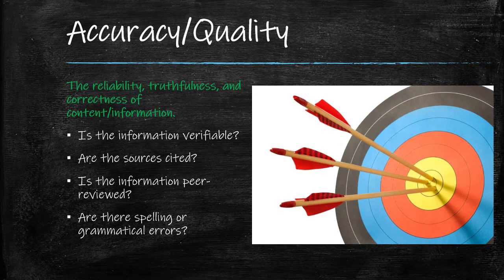The next criteria is accuracy or quality. And this is basically the reliability or truthfulness and correctness of the content or information. Basically, can you verify it? Are the sources in the article cited? Is the information peer-reviewed? And most important, are there spelling and grammatical errors? That one will tell you if it's a reliable source.